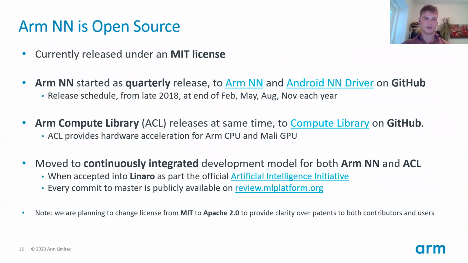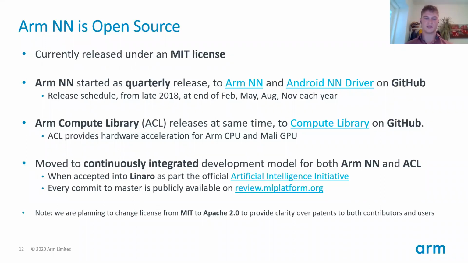So ARM-NN at its heart is an open source project, and it's currently released under an MIT license. We started ARM-NN as a quarterly release of ARM-NN and the Android NN driver on GitHub. And we have released since late 2018, every February, May, August, and November each year. The ARM Compute Library, which provides the hardware acceleration with optimized functions for machine learning workloads on ARM CPUs and many GPUs, releases at the same time to the Compute Library on GitHub also.